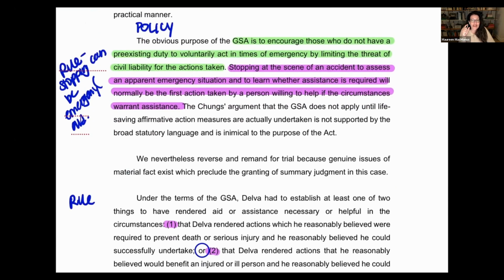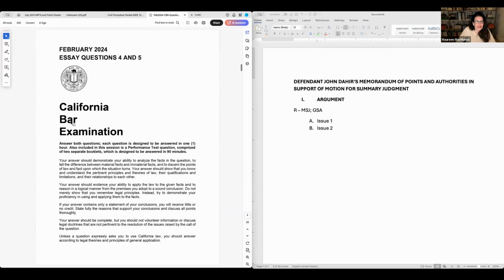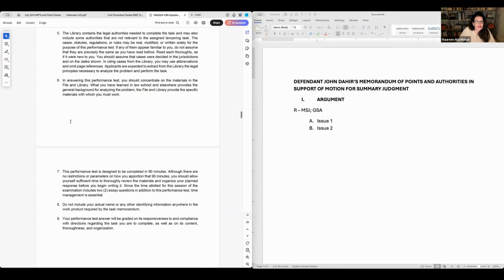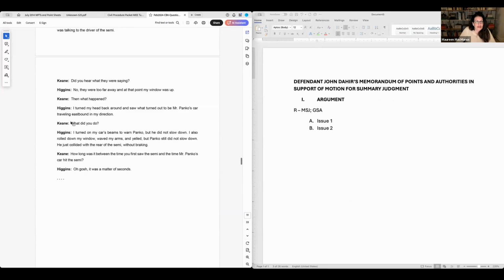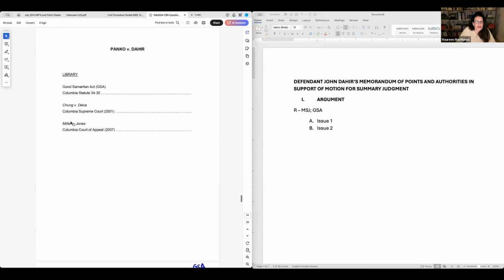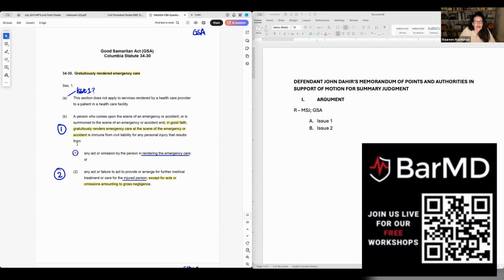So first it's, did you meet the requirements of the Good Samaritan Act? And did you act with gross negligence? So I'm going to put in my issues here. So my first issue is, let me go back down to this. I pulled it from the library. Gratuitously rendered emergency care. Okay.